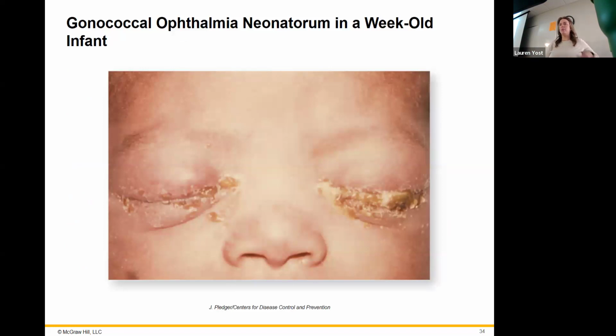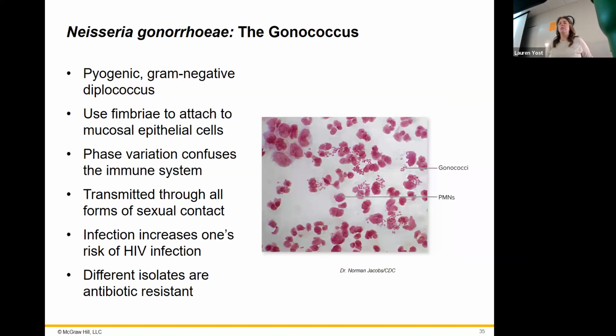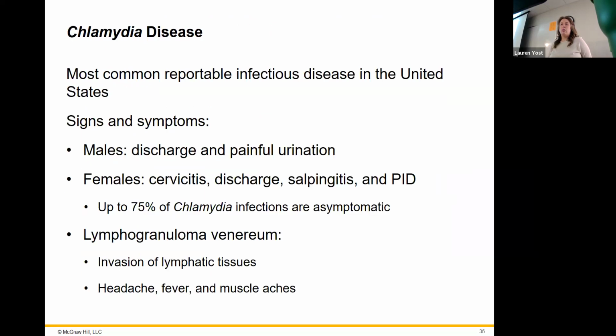We mentioned a little bit with the babies, they can have a lot of these diseases that we're talking about. Babies can become infected if they're born to mothers who are having these diseases. Remember, this is the gonococcus. I don't know what else to say other than what was already said.